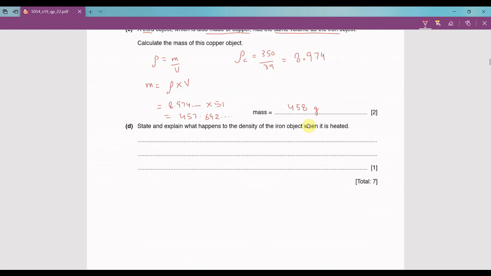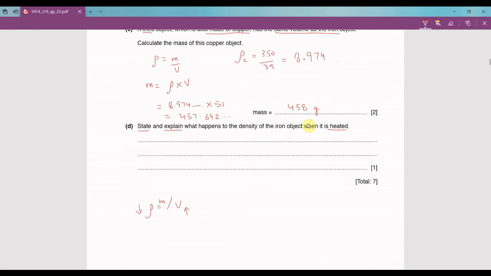Now state and explain what happens to the density of the iron object when it is heated. Now remember, whenever you heat any object, it's going to expand. So if something expands, it means the volume is increasing. And if the volume is increasing, if you look at the formula for density, density is mass over volume. Now if the volume in the denominator is going to increase, it means that the density of the object is going to go down. So volume and density are inversely proportional to each other, kind of.